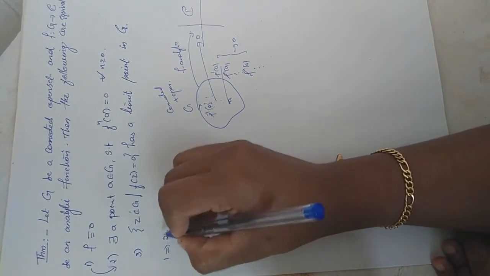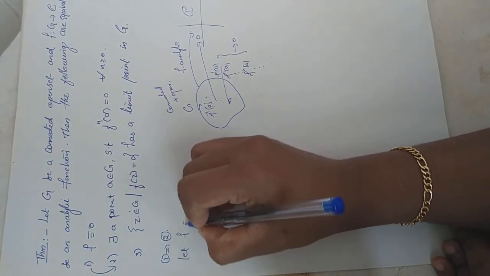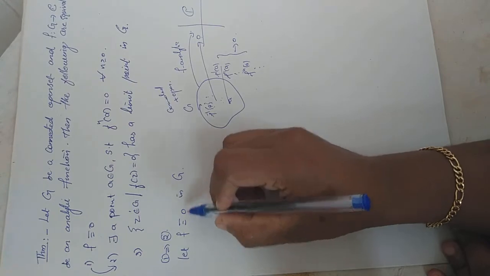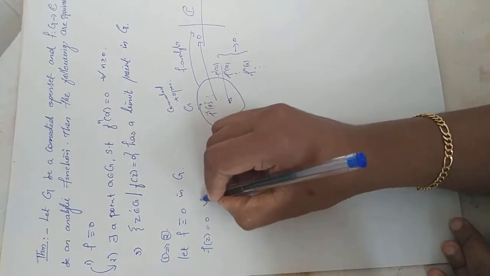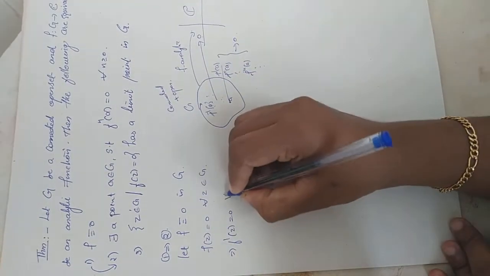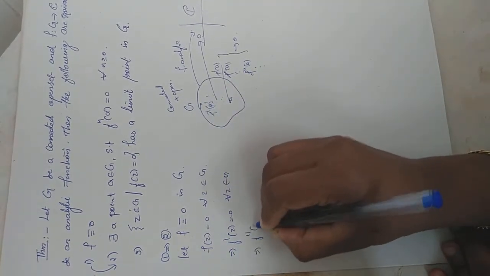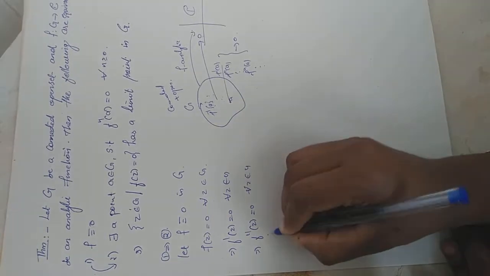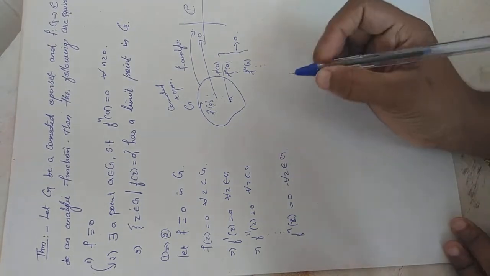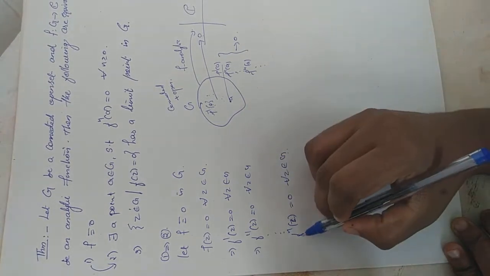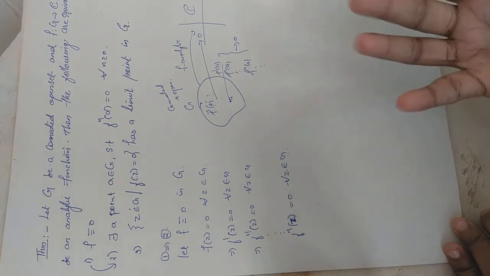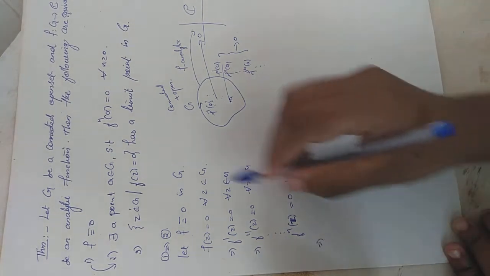1 implies 2. Let the function f be identically equal to 0 in G. When a function is identically equal to 0, f of z is equal to 0 for every z in G, which implies f dash of z is equal to 0 for every z in G. Then f double dash of z is equal to 0 for every z in G. Continuing in this manner, every derivative is equal to 0 for every z in G. That means for any point z in G, any derivative of f at z is equal to 0. So the second statement will be true.